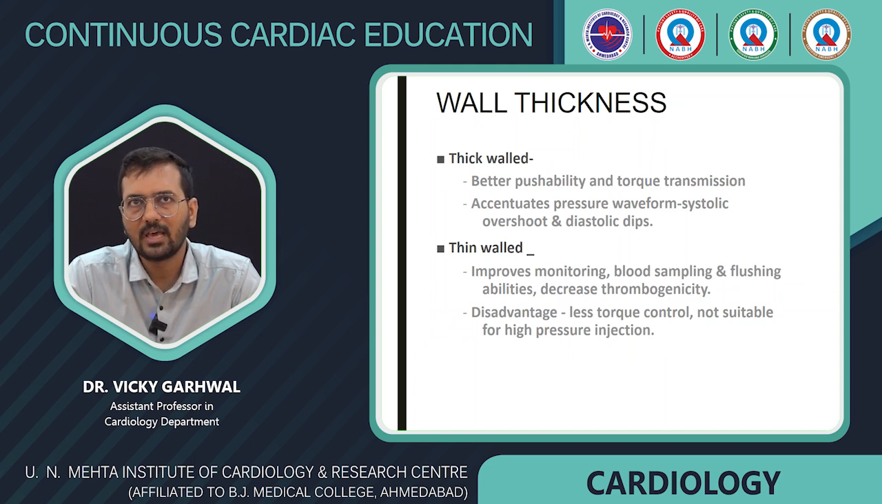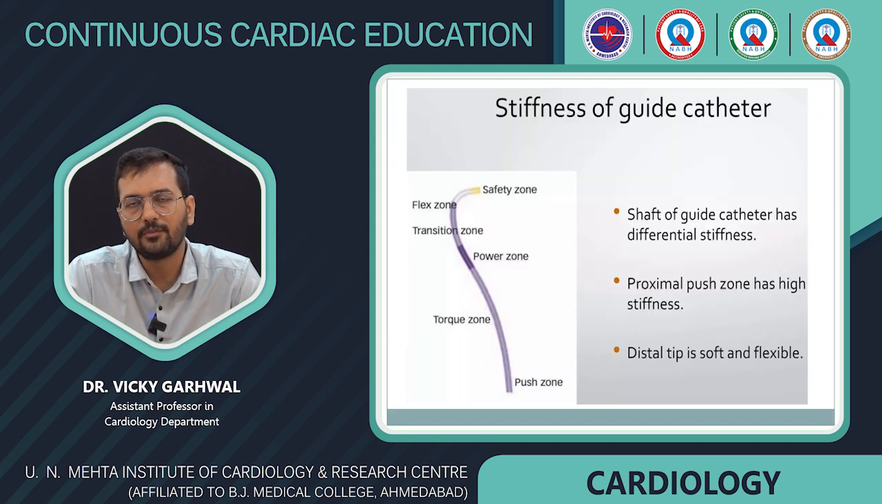Thick walled catheters are more pushable and torque transmissible, but they accentuate the pressure waveforms. They cause systolic overshoot and diastolic dips. As compared to thin walled catheters, they improve monitoring, blood sampling, flushing abilities and decrease thrombogenicity. But they have the disadvantage of being less torqueable and not suitable for high pressure injections.